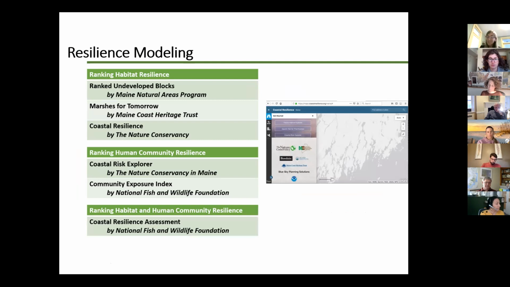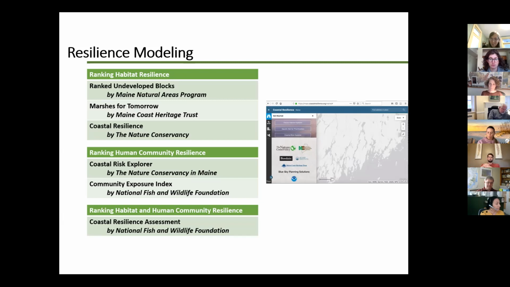They already had a ranking of those coastal undeveloped blocks that Maine's Natural Areas Program had developed. And then they had TNC's coastal resilience data that they wanted to make sure they incorporated into that ranking, because there were some different and unique attributes, including an assessment of unconsolidated bed and tidal flats that was part of tidal complexes in TNC's resilience tool that was missing in their other existing ranked undeveloped blocks tool.